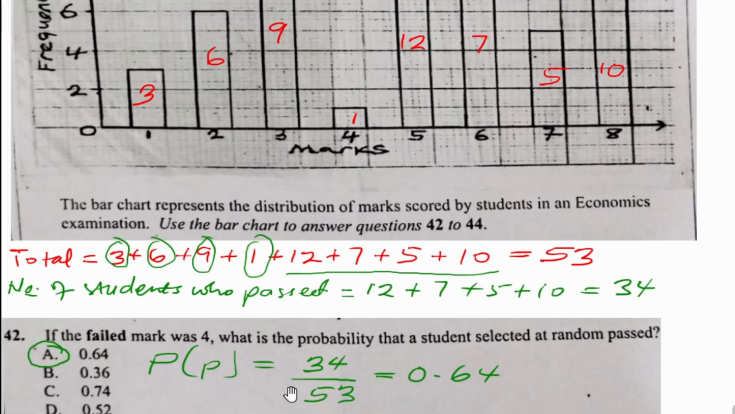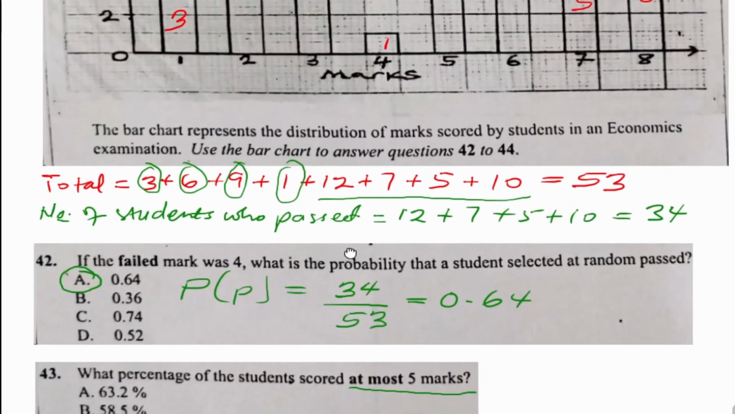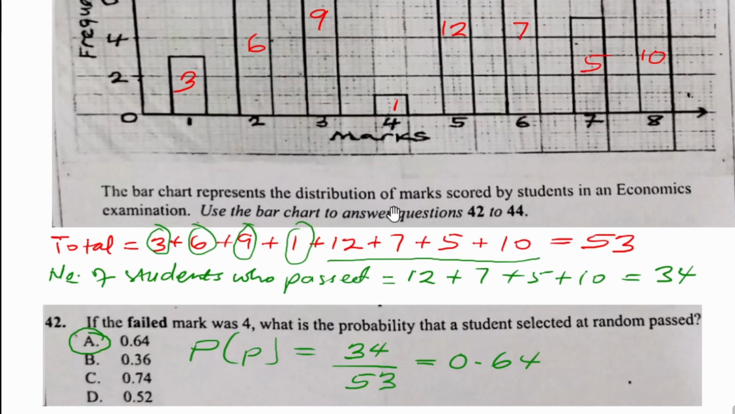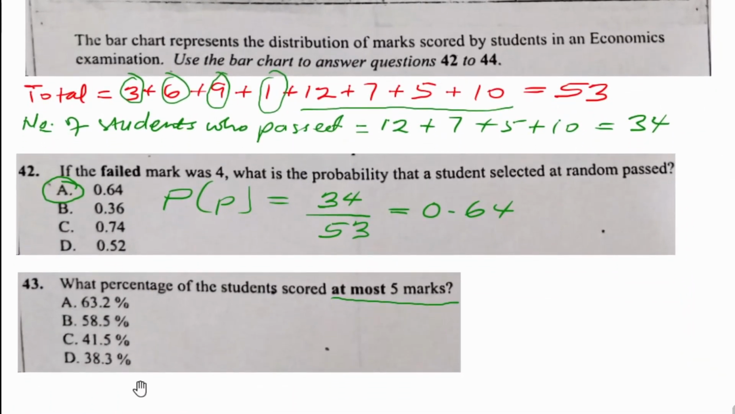Let's get on to question 43. And question 43 says, what percentage of students scored at most 5 marks? So the key word here is at most 5 marks. And at most 5 marks means 5 marks or less. So that means the highest should be 5 marks. So it means that we are taking the percentage of those who scored 1 to 5 marks from the representation I have here. It means we are now taking the percentage of 1, 2, 3, 4, 5.